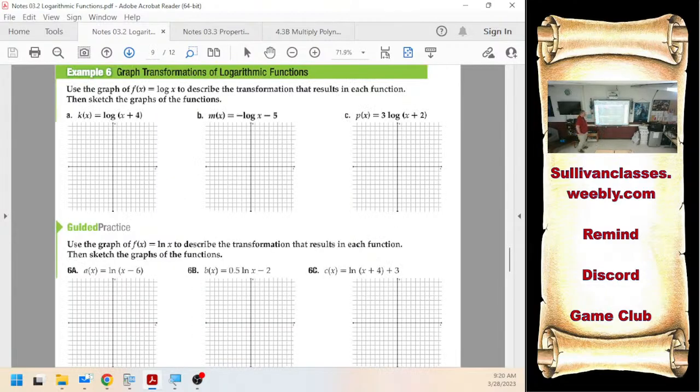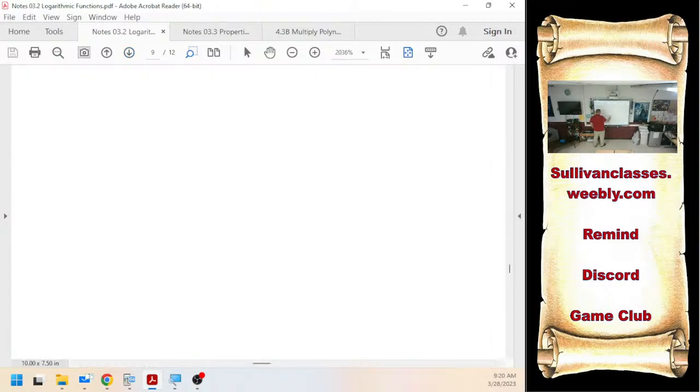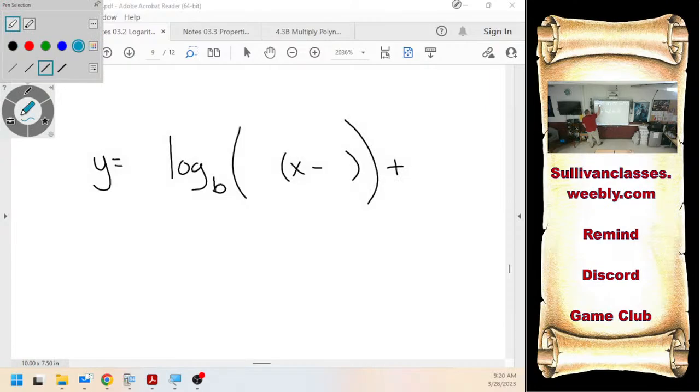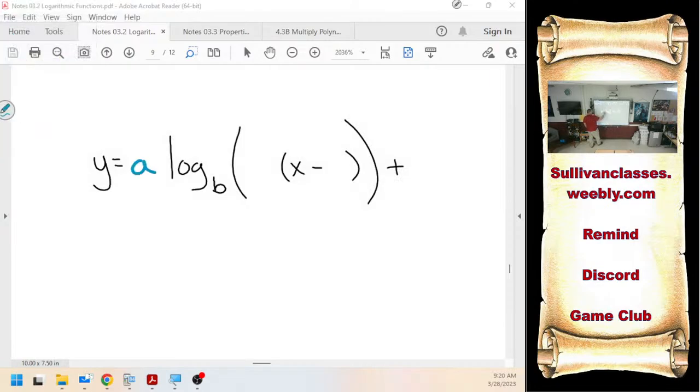Transformations. If you need to write it in here, maybe this is a good space to write it. Logs are going to use all that same stuff that we've been doing. Y is log of some base, or I could replace this with ln, right? Because it's special. It's still got all the same old usual suspects.